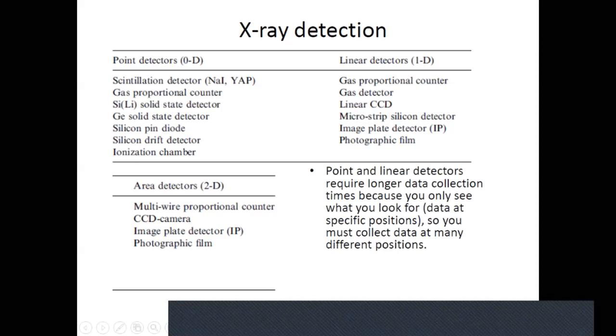So with point and linear detectors, these are mainly from the old days when they first started using X-ray detection. They take very long data collections because you can only look at a particular part of the crystal. So you have to rotate the crystal in different positions and the detector in different positions to collect the whole set of data for it. Nowadays, area detectors are more commonly used, and they even have curved detectors as well. So there's lots of advances in X-ray detection.